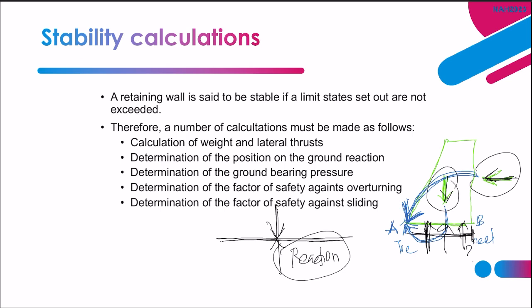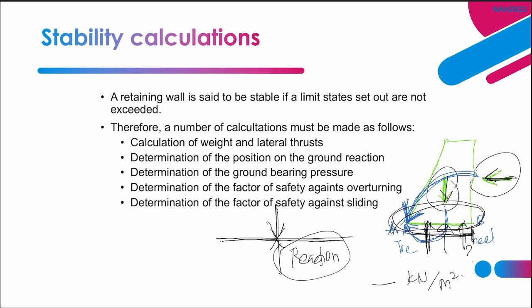Next, we're going to determine the ground bearing pressure, where, as you know, there is an allowable bearing pressure depending on the ground. We're going to do the soil investigation and find the exact value in kilonewton per meter square of the ground. For this one, we're going to find the bearing pressure produced by this retaining wall to ensure that it does not exceed the allowable ground bearing pressure.